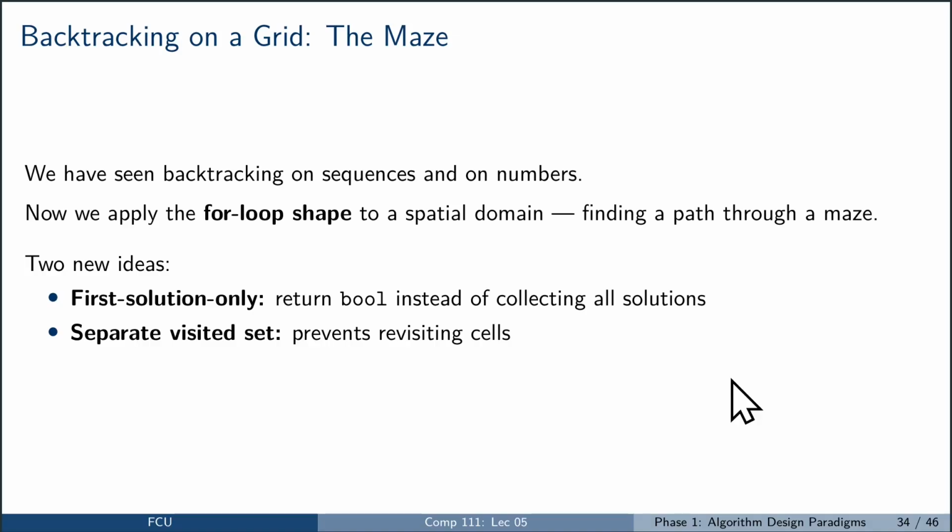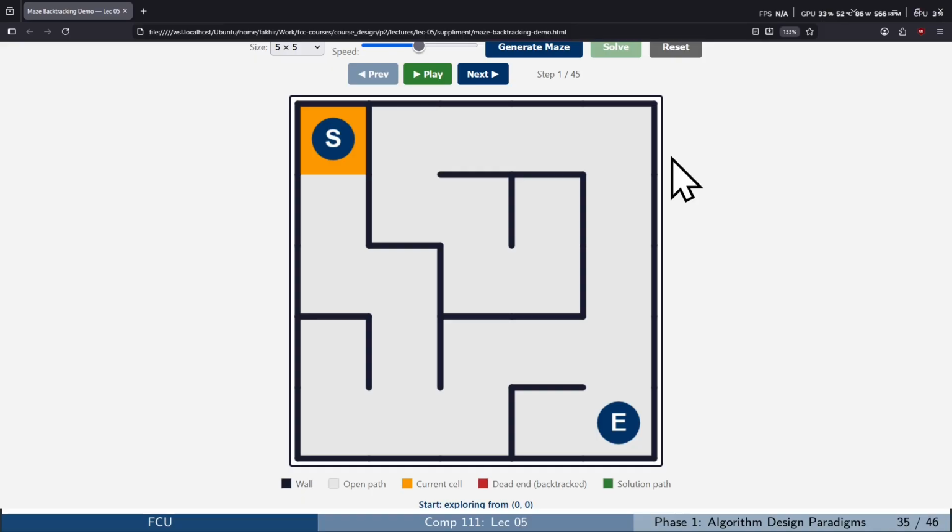So back to the for loop structure, but this time we are finding a path through a maze, the example that we saw in the first slide. Remember the maze from the opening? Try a direction, for example. Let's try to hit a dead end. Let's keep on pressing next.